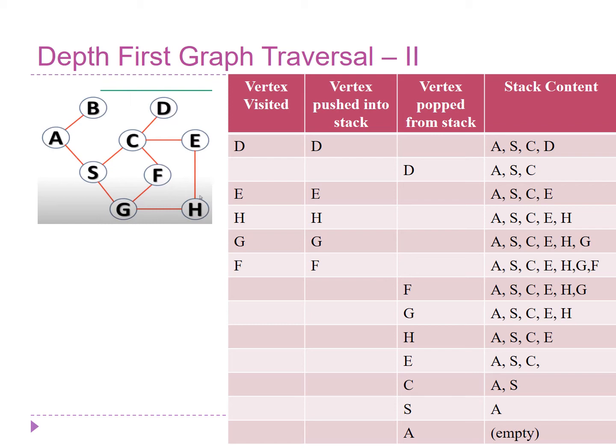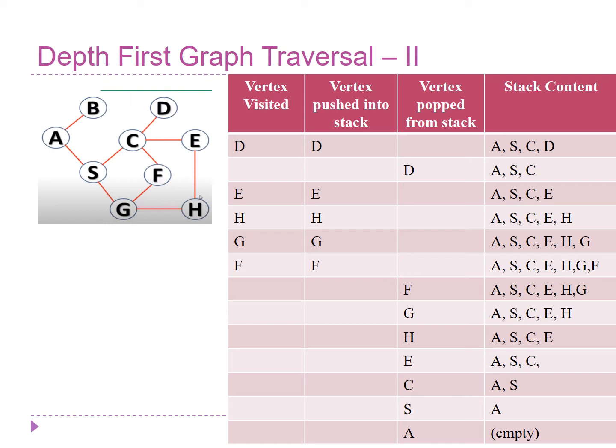The unvisited vertex adjacent to H, which is G, is visited next and is pushed as the top of the stack. The unvisited vertex adjacent to G, which is F, is visited next and it is pushed to the stack. At F, there are no adjacent vertices that are unvisited. Hence, it is popped from the top of the stack.